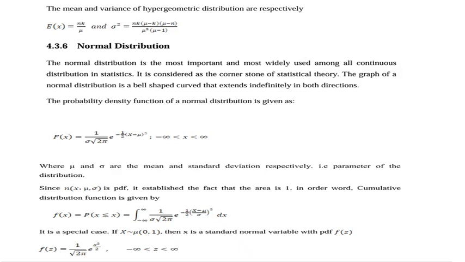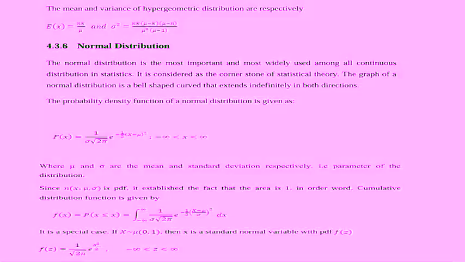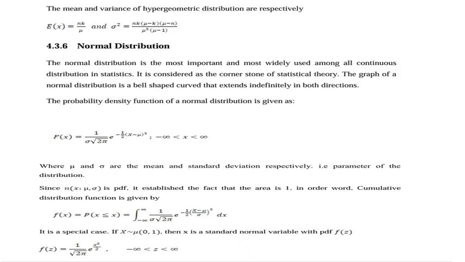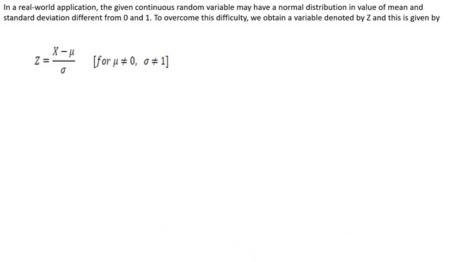If this is a special case, if x is normally distributed with mu of 0 and sigma of 1, then x is a standard normal variable with PDF f of z equals 1 over root of 2 pi, e raised to minus z squared over 2. That is, our interval is from minus infinity less than or equal to z less than or equal to plus infinity.